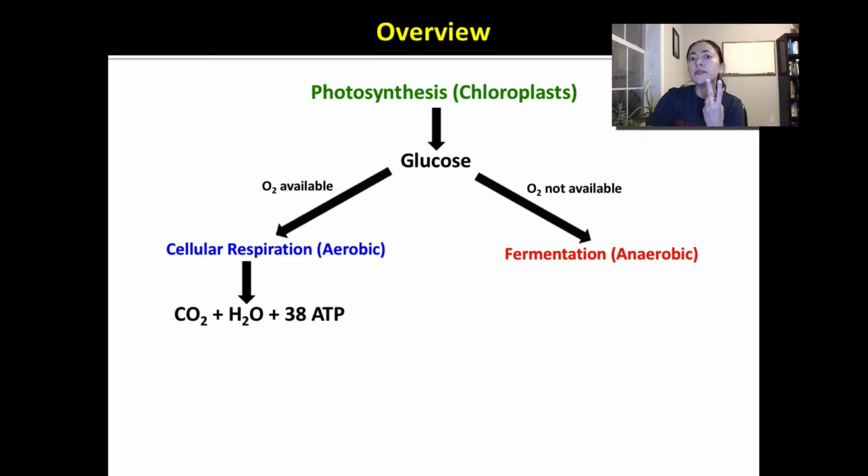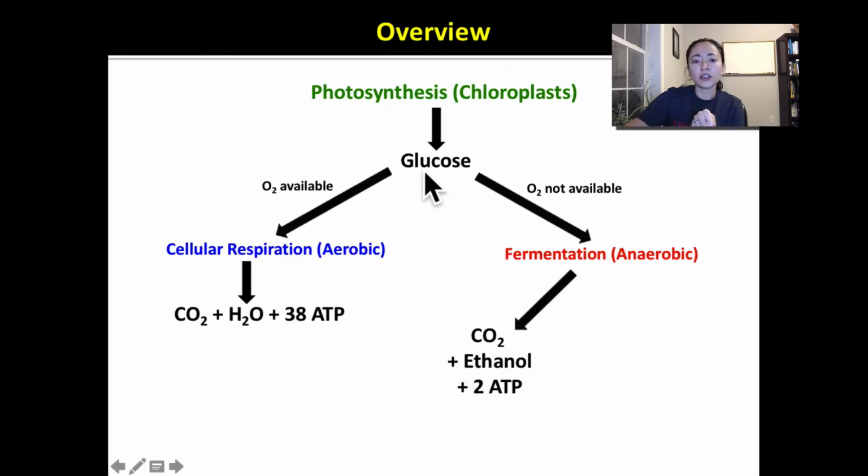There are actually 2 different types of fermentation that are common in living organisms. One is called ethanol fermentation. Notice that glucose is broken down. There's some carbon dioxide that's released, and then ethanol is also created, which is an alcohol. But notice here that there are only 2 ATP molecules produced for every glucose molecule. So ethanol fermentation does not create a whole lot of ATP.